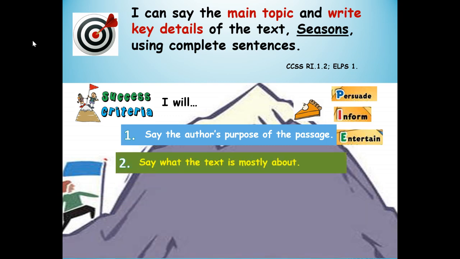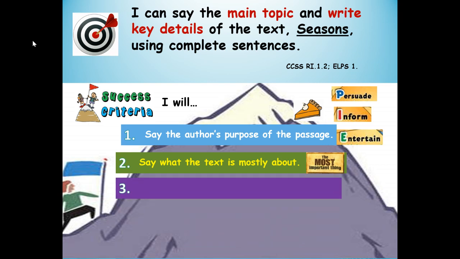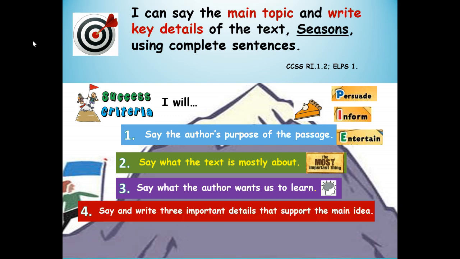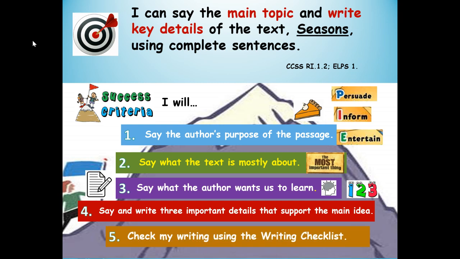Number 2, I will say what the text is mostly about, the main idea, the most important thing. 3, say what the author wants us to learn. 4, I will say and write 3 important details that support the main idea. And then finally, 5, check my writing using the writing checklist. And don't worry, we're going to do each of these things one step at a time together.